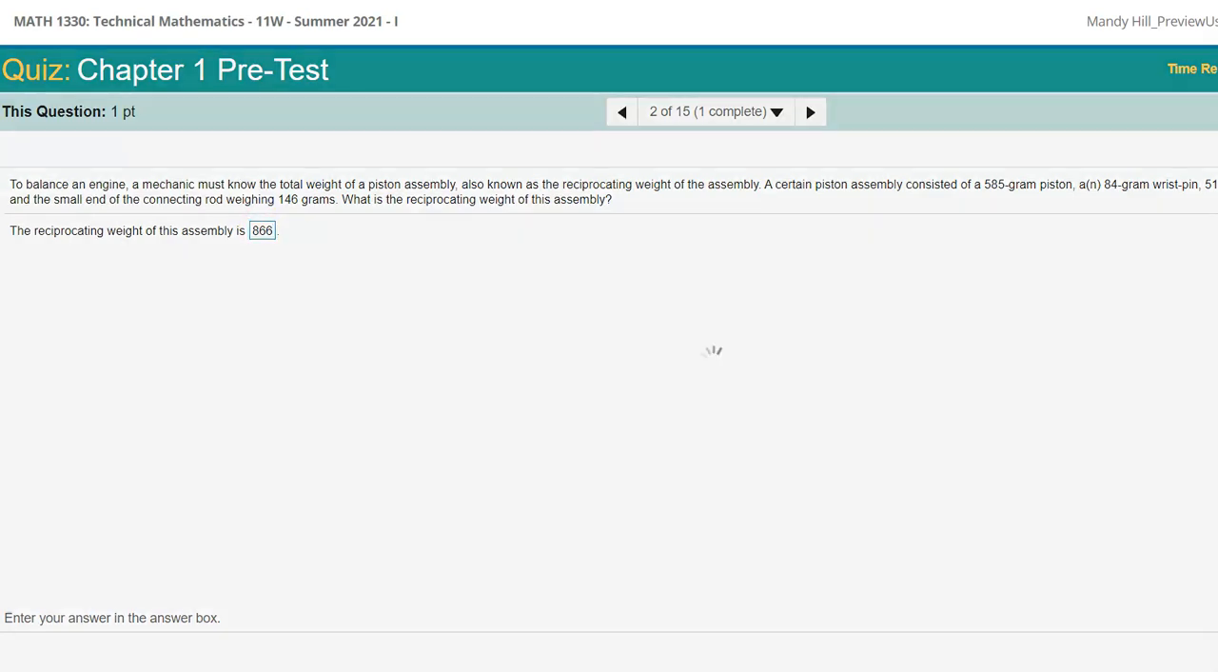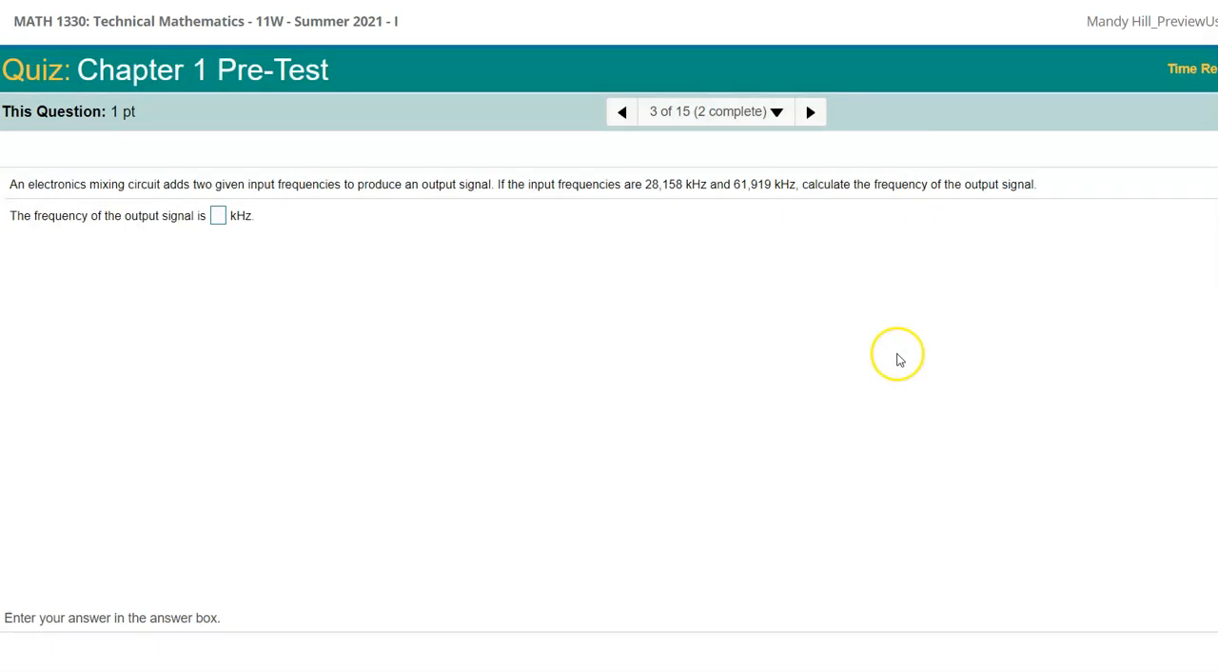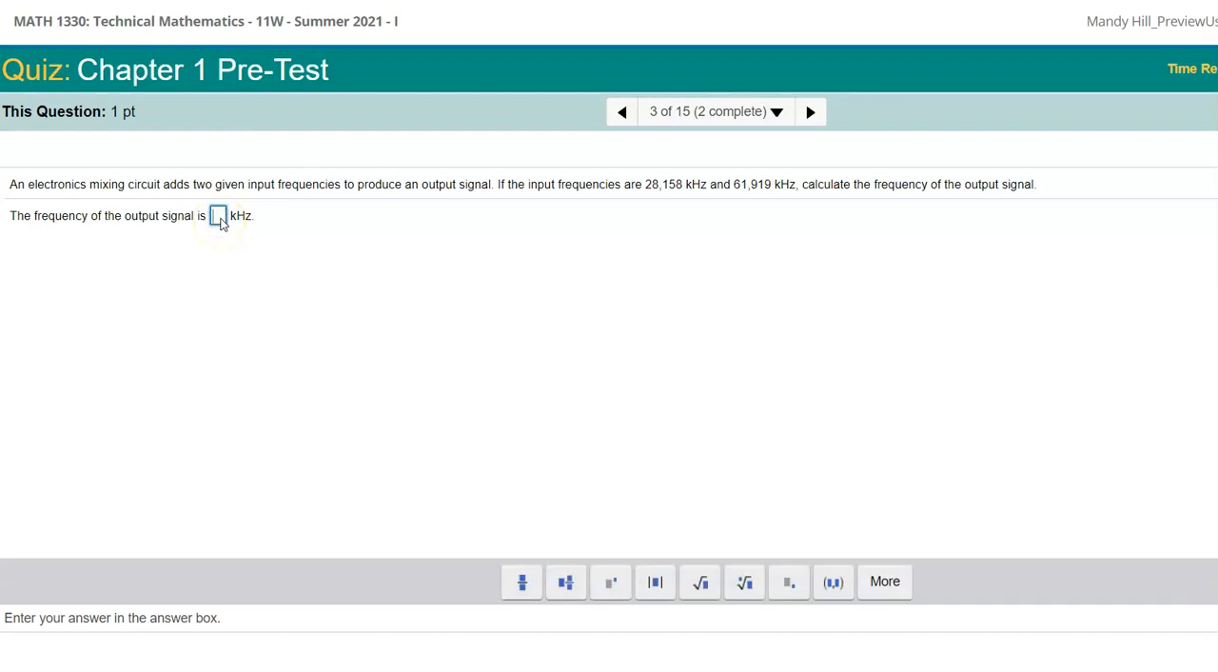There's an arrow at the bottom as well as the top. An electronics mixing circuit adds two given input references to produce an output signal. If the input references are 28,158 and 61,919, calculate the frequency of the output signal. Once again, we're just adding there.